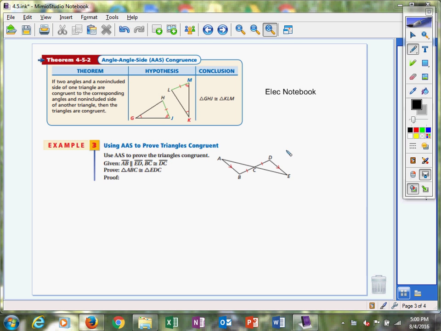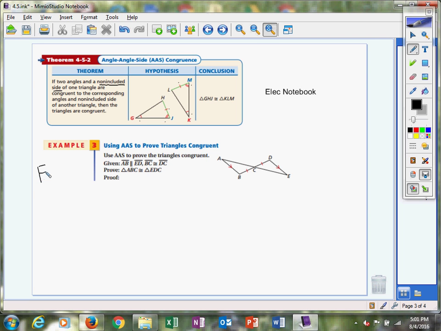Now the key to this is if two angles and a non-included side of one triangle are congruent to the corresponding angles and non-included side of another triangle, then the triangles are congruent. So here's angle, angle, side. Okay? So the side is not between the two angles, it's not included, it's attached to only one of the angles and not the other one. So that's what we're trying to prove.